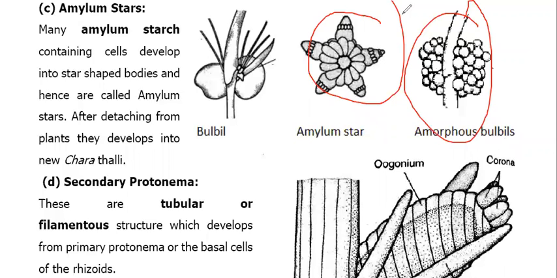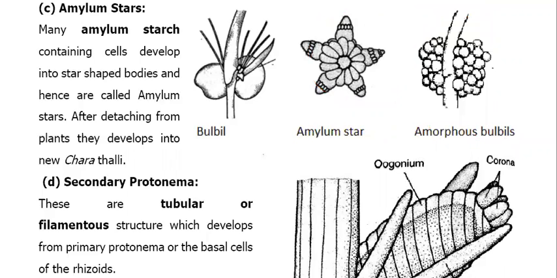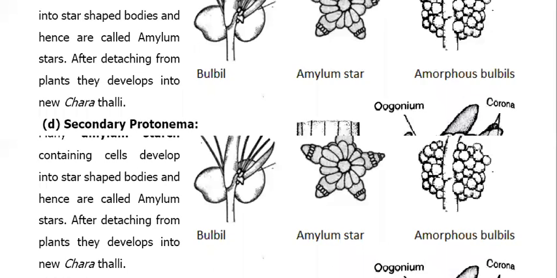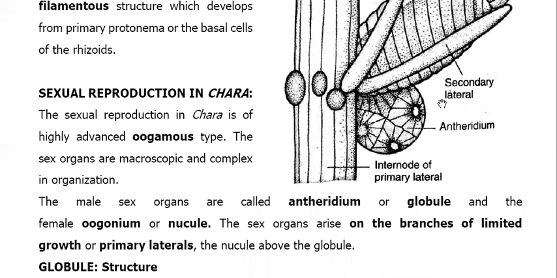Then there is the secondary protonema. The secondary protonema is a tubular or filamentous structure which develops on the primary protonema from the basal cells of the rhizoids. You can easily understand the secondary protonema.